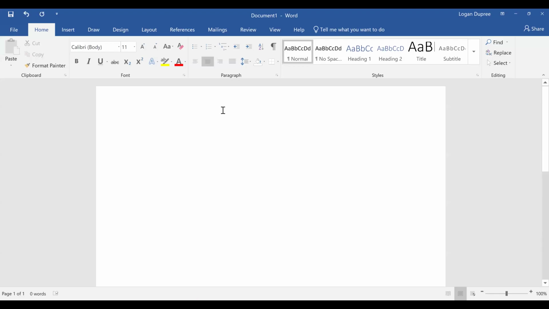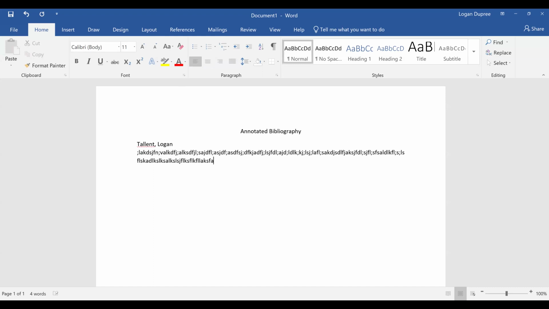I'll pull up a Word document and show you the pattern. Can you see my blank document? Yes, ma'am. Okay, so this is going to be an annotated bibliography. You're going to double space it. And then let's pretend this is my citation.